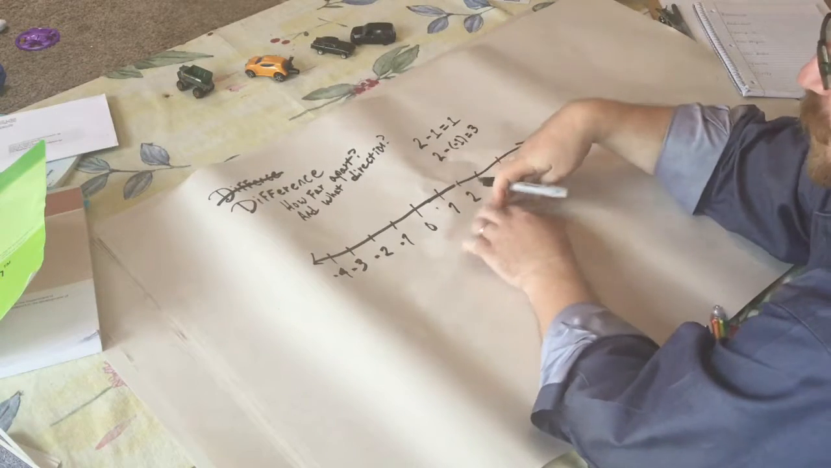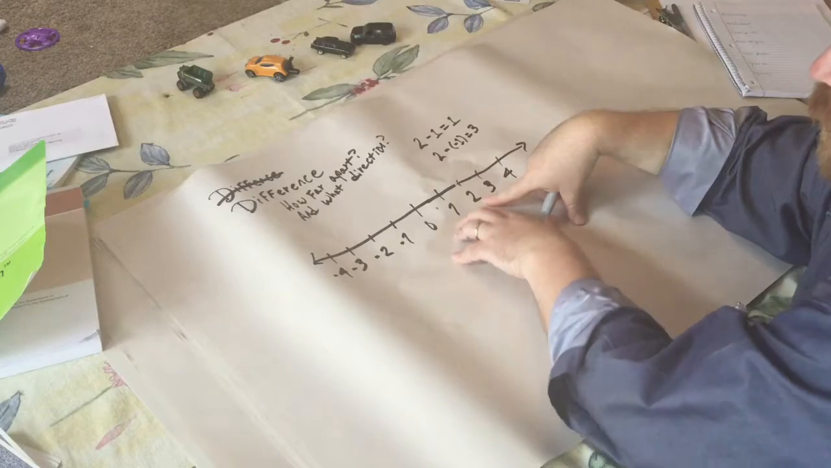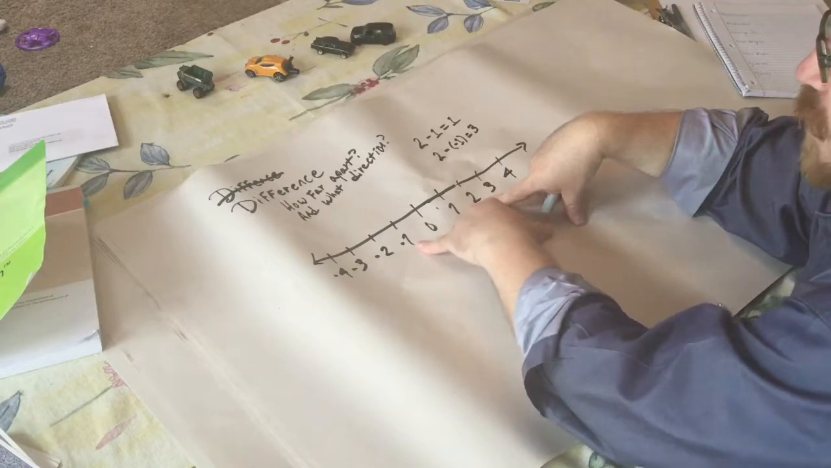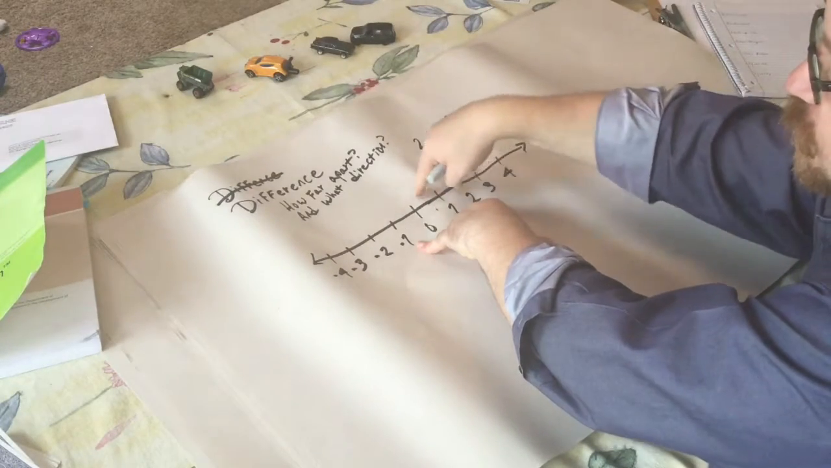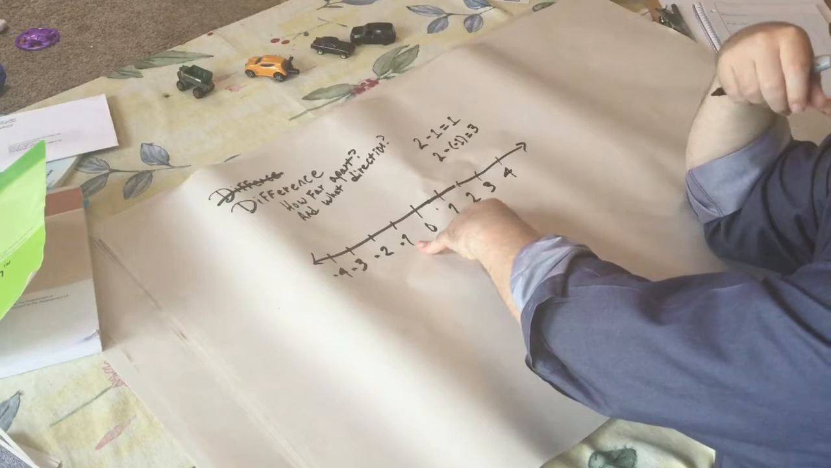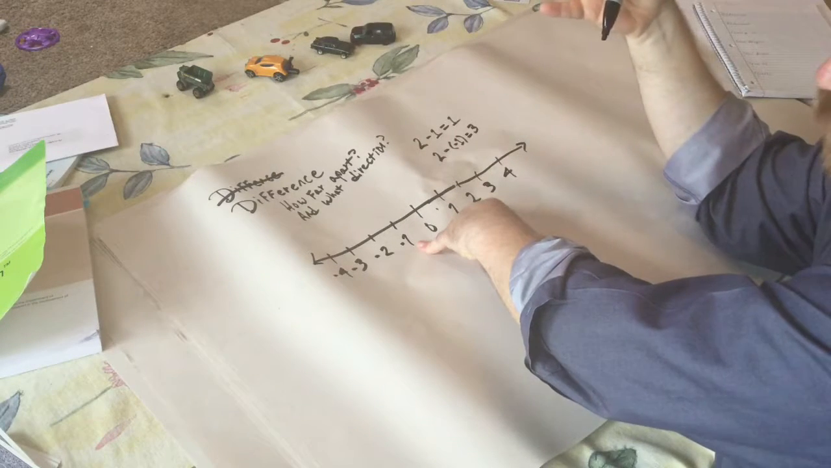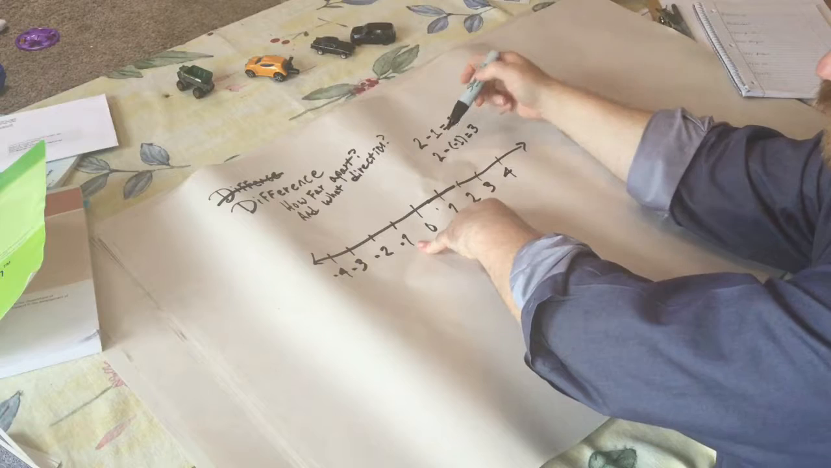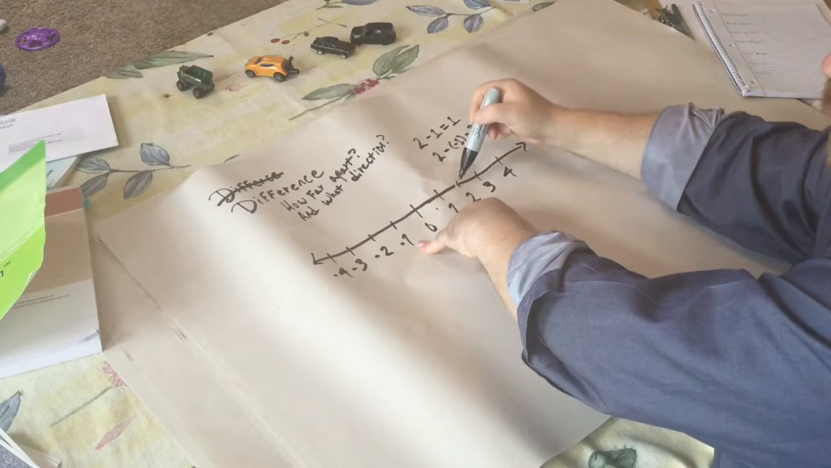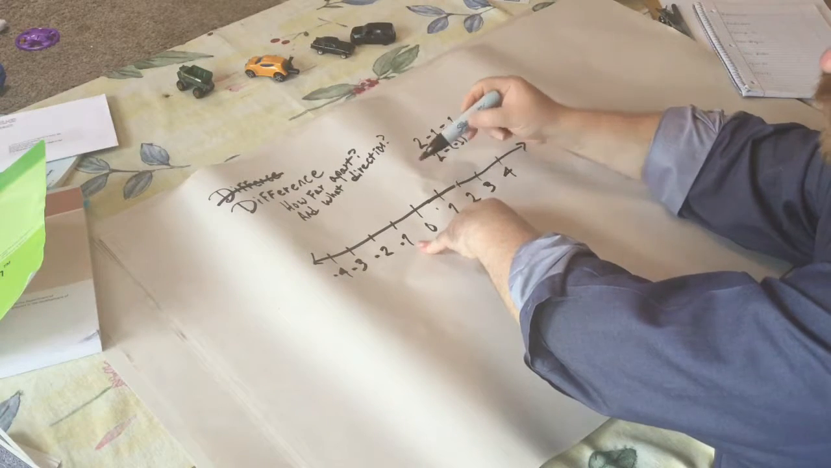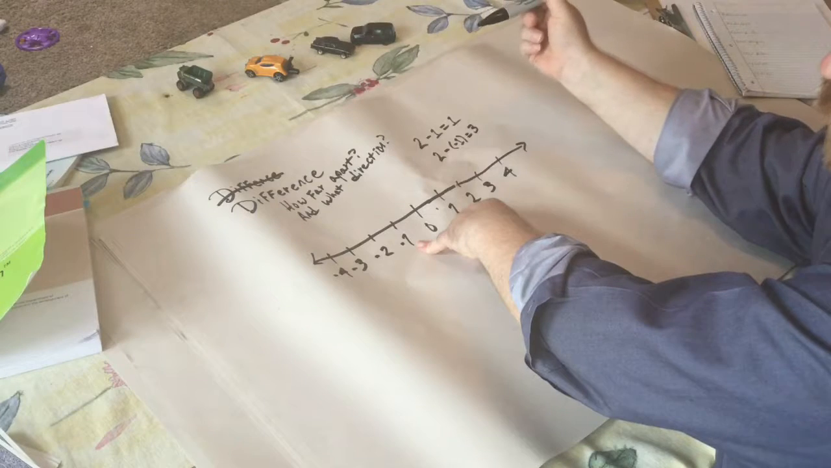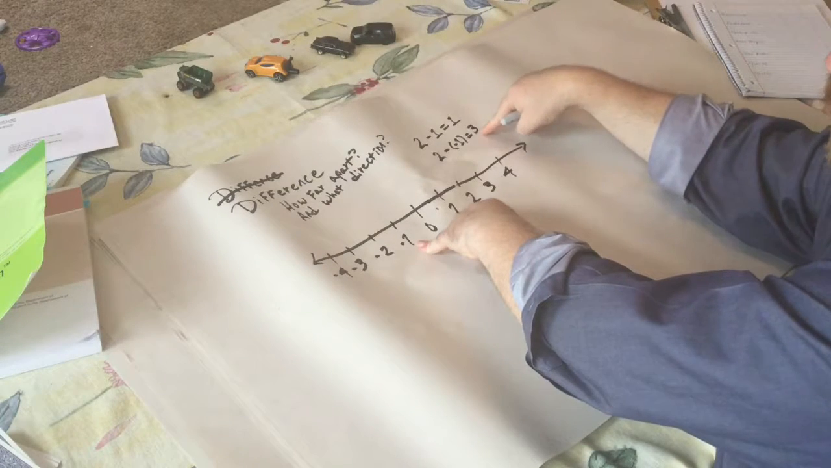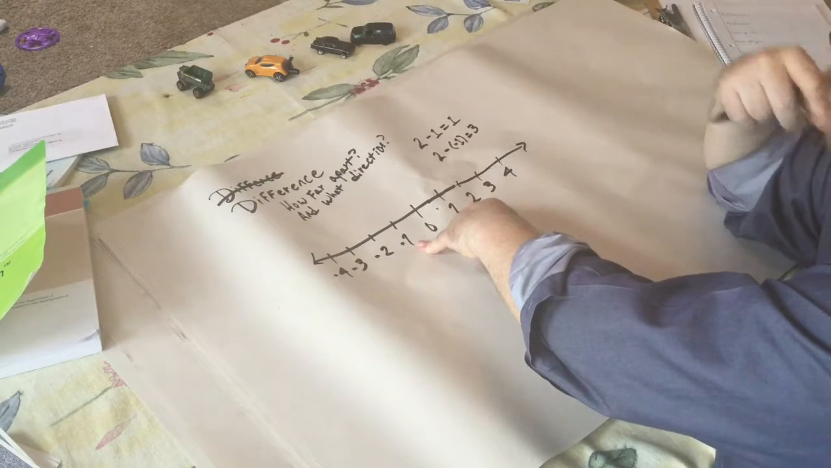The reason is that when I look at the number line, 2 and -1 are 1, 2, 3 spaces apart, or 3 units apart, okay? So when we ask about a difference, we're asking about the difference between 2 and -1 on the number line, and they are 3 units apart.